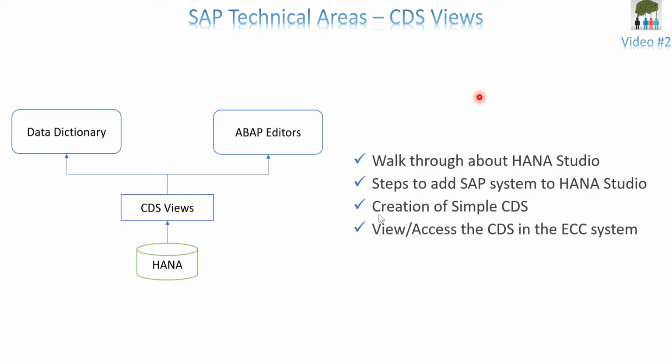I will walk through HANA Studio, like what perspectives are available, which perspective is suitable for creating CDS views, what other perspectives are available, and what a quick view is. Then I will show you how to add a system in your HANA Studio, create a user defined package, and start creating a simple CDS view. I'll show you step by step while creating a CDS view. And finally, I will show you the same CDS view visible in your ECC system as well through SE11 or SE38. Okay, so let me open my system.